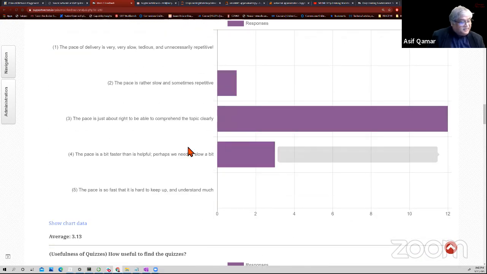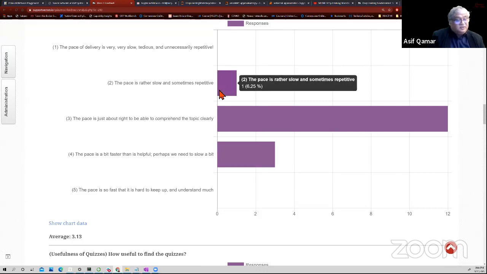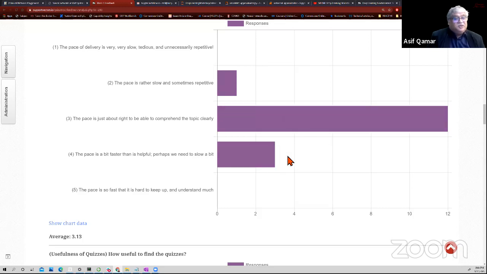So here is something interesting. The pace is a bit faster than is helpful. Perhaps we need to slow a bit. One of you felt we need to go a bit faster, but most of you felt that the pace is about right. So the people who are finding it a bit slow, and three of you are there, I do apologize. Part of pedagogy, part of the whole educational process, you know, what was the old slogan? No person left behind. You always make sure that you're carrying everybody with you. But for people who are finding it fast, take it as a responsibility. Don't hesitate. Immediately stop me if I'm going too fast. I would love to slow down.